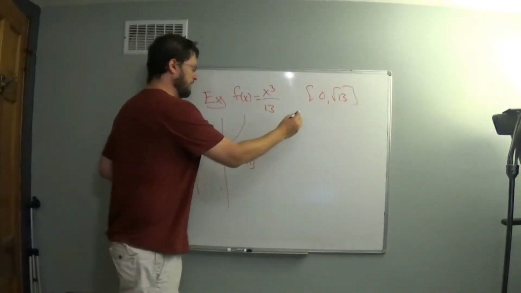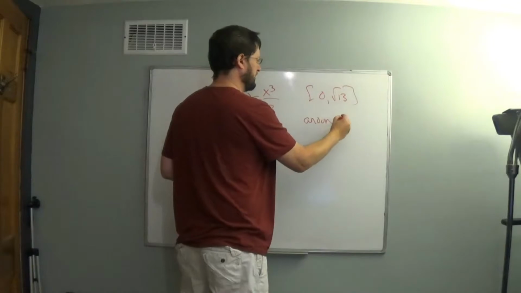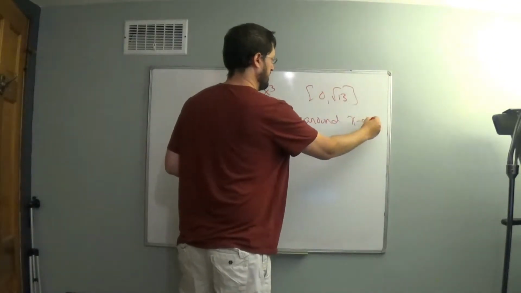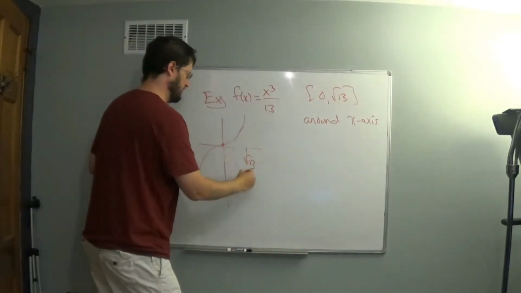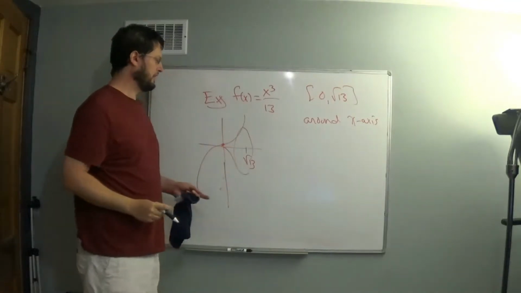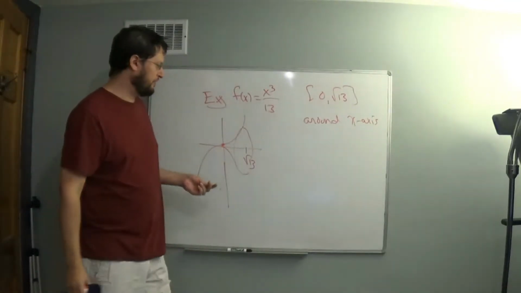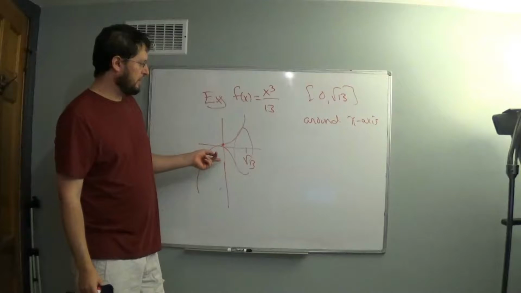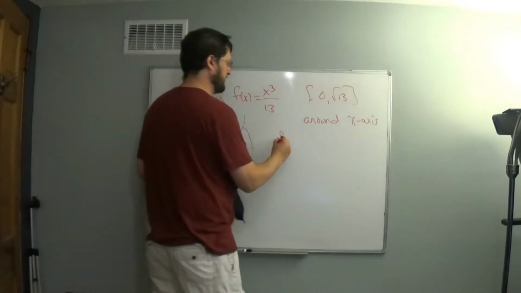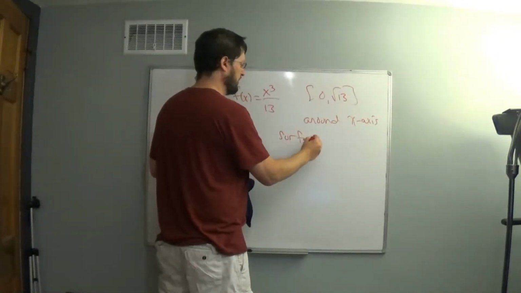If we rotate that around the x-axis, then we've got that funnel shape, a familiar looking funnel shape. And we're asking, what is the surface area? That's what we want to know.